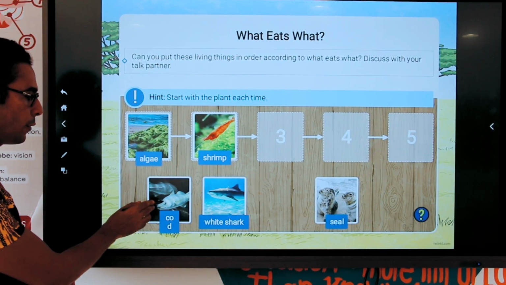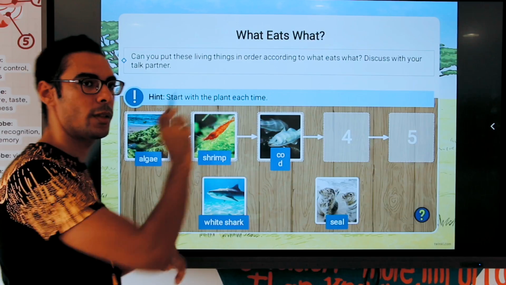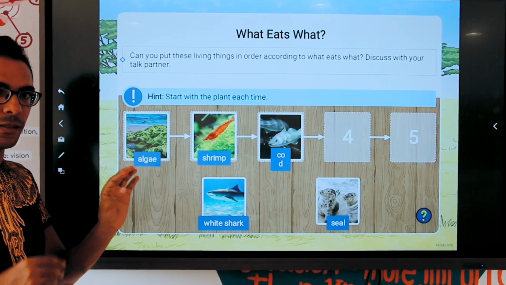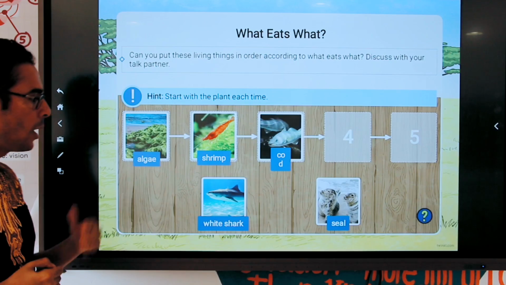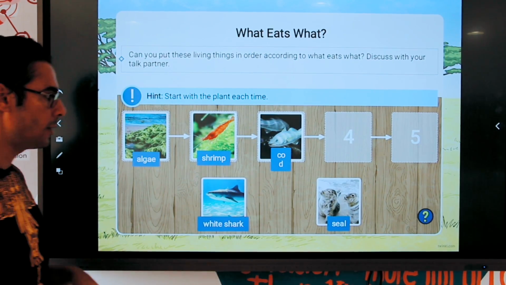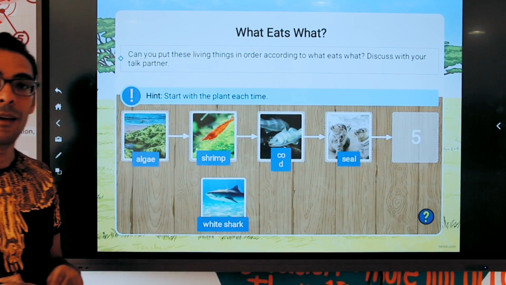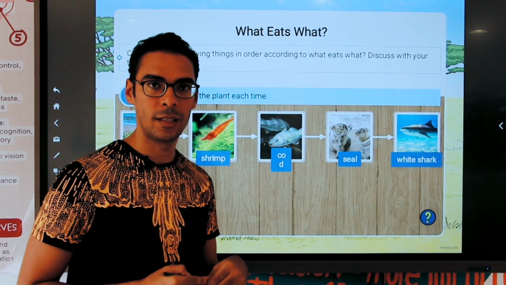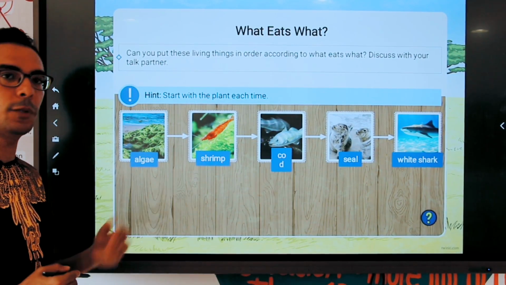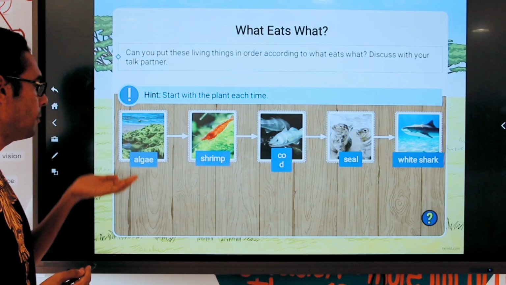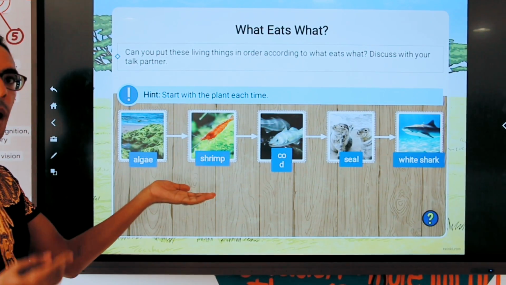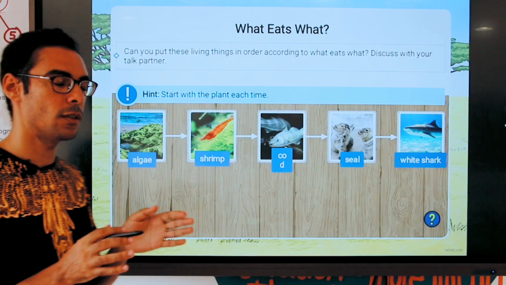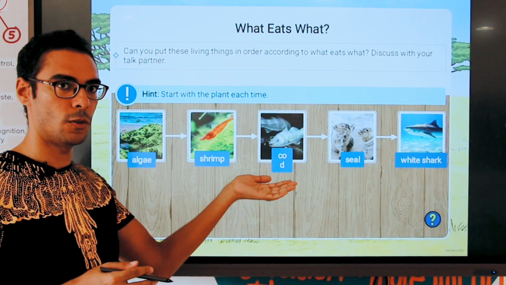The following one, which is going to be the secondary consumer here, is something that eats the shrimp. So the energy flows from the shrimp to the cod or the kind of fish that are considered prey for the bigger fish. After that, we are looking for the seal. And finally, the white shark, which is a top predator here. Successfully, we made the food chain of the marine ecosystem: algae, shrimp as a primary consumer, and the small fish that are considered the secondary consumer here.